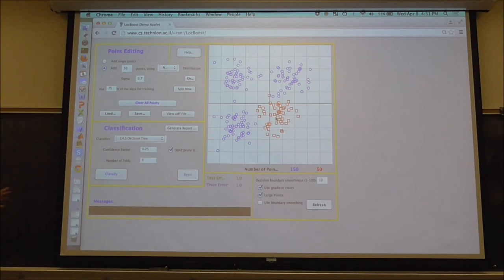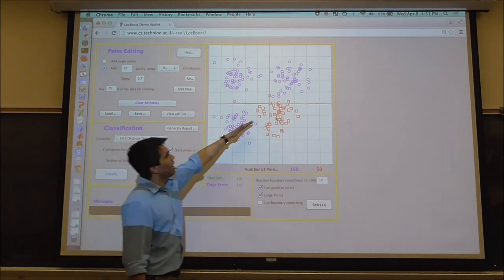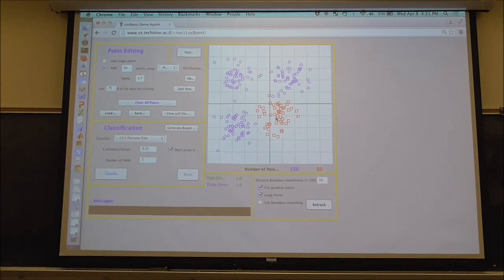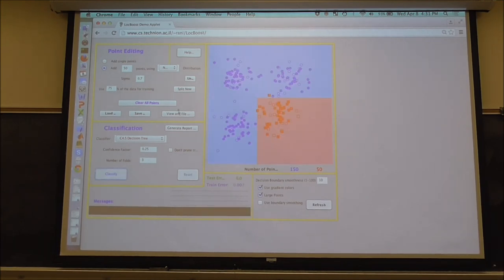This is not a linearly separable data set. There is no line that will give you 100% performance and separate it. Here's the classification of the decision boundary of the decision tree. It says all of this region is plus one, all of this region is minus one.